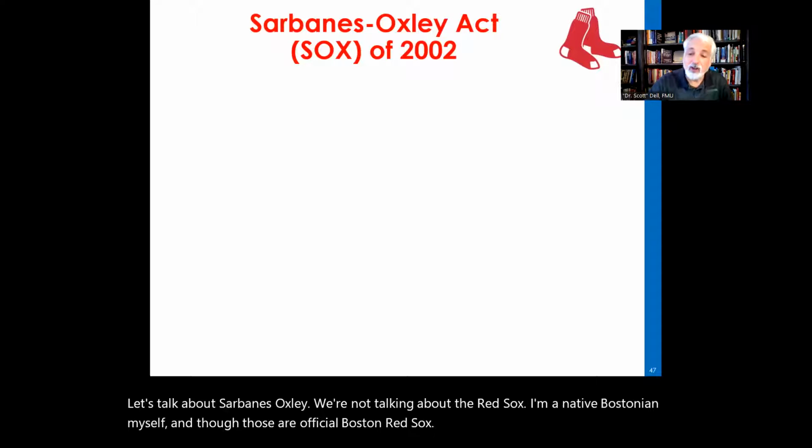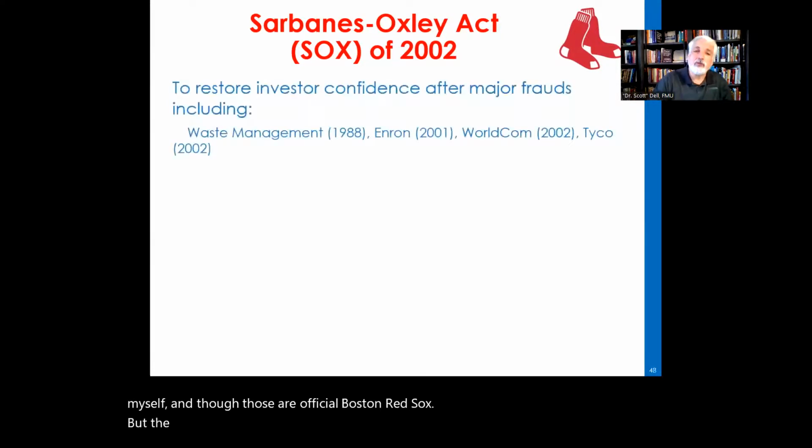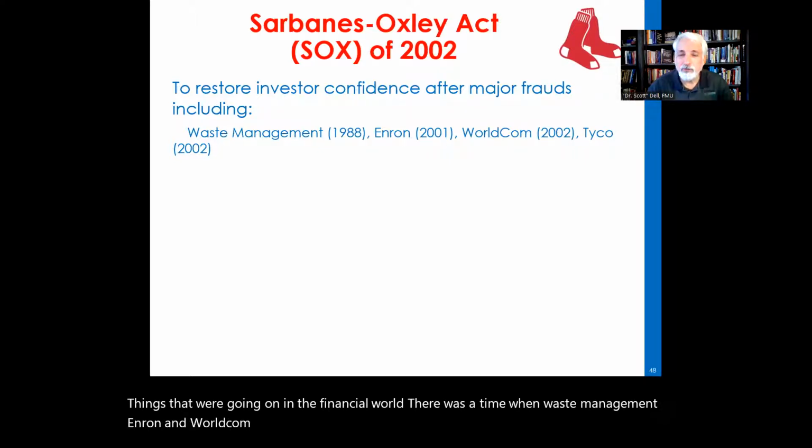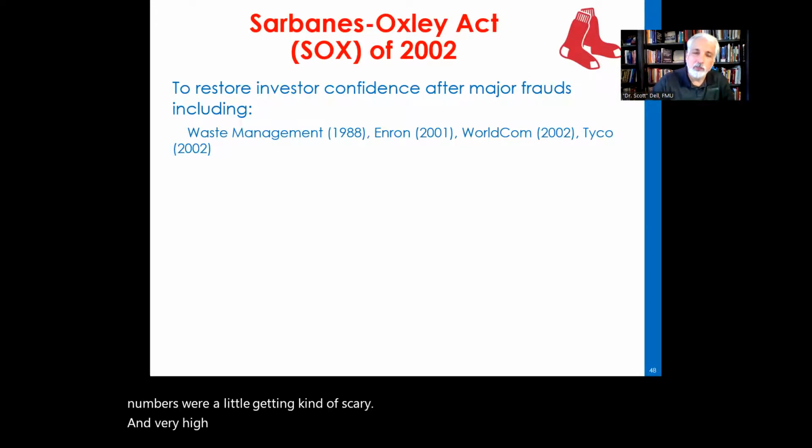But the Sarbanes-Oxley Act of 2002, investors were not real confident in things that were going on in the financial world. There was a time when Waste Management, Enron, WorldCom, Tyco, these were folks that were playing games with financials. And the numbers were getting kind of scary. And very high numbers were being distorted. And then investors lost lots of money when they realized this ain't true.